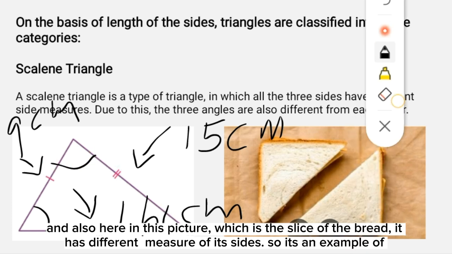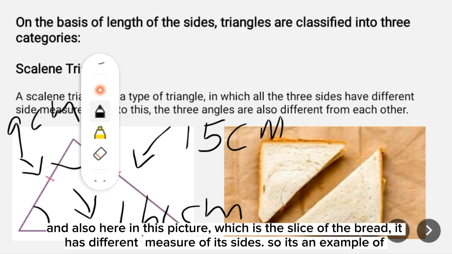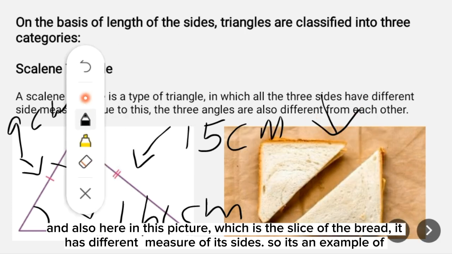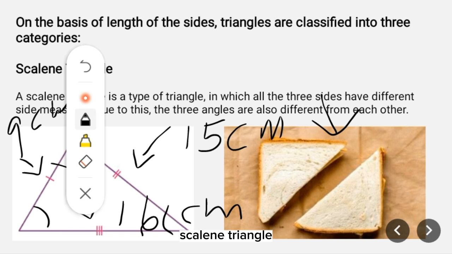And also here in this picture, which is the slice of the bread, it has different measures of its sides. So it is an example of scalene triangle. Alright?